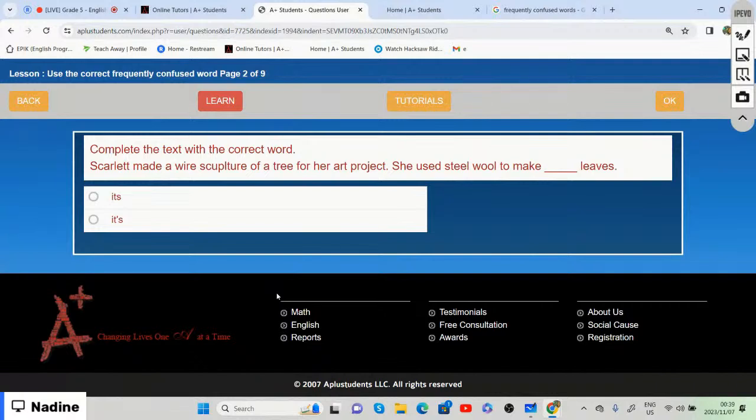Remember what you also need to look at, right? When it comes to words with an apostrophe and S, remember, it is basically two short words that are put together to make one word. So if you see a word with an apostrophe and S, it means it is. So it says she used wool to make it is leaves. Is that correct?